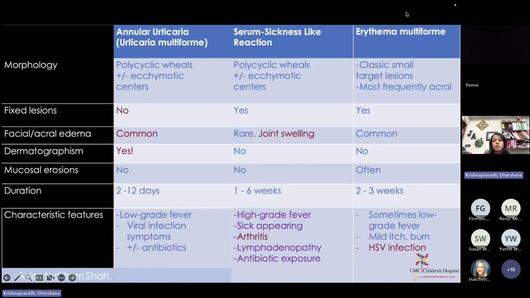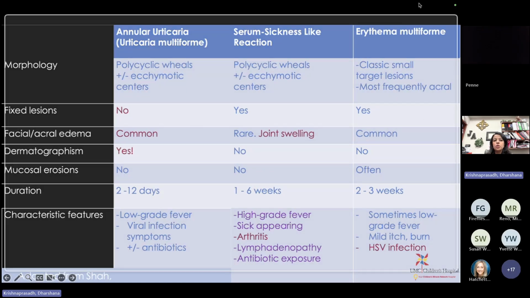Going over the differences between all of these. So an urticarial reaction, serum sickness, or erythema multiforme can have these polycyclic wheals. And like I said, their centers can be ecchymotic. And then erythema multiforme has more target-like lesions. Annular urticaria is not fixed. That means new lesions come on different spots. Serum sickness is more fixed, and erythema multiforme also has fixed lesions.